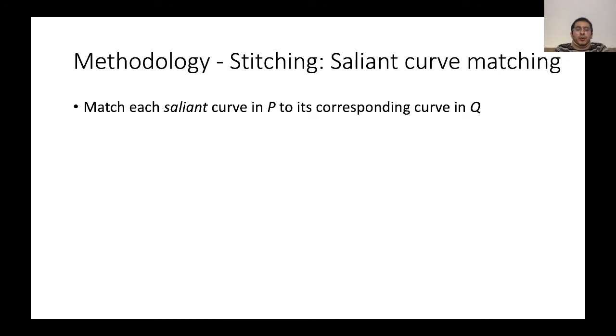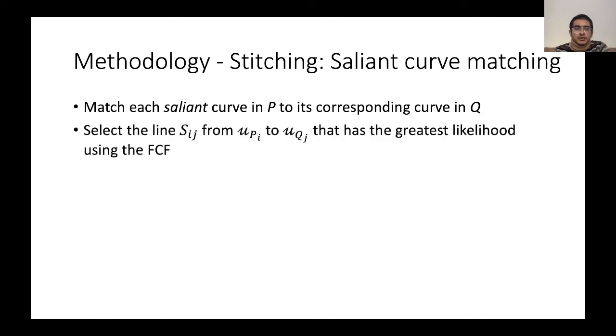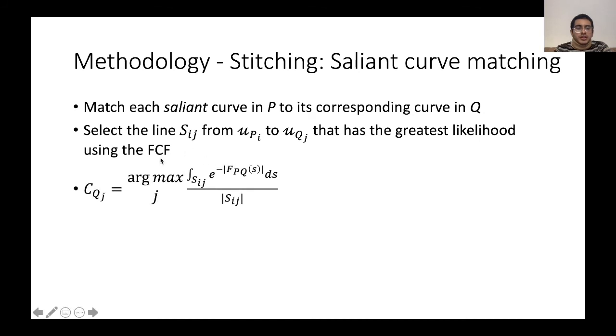And once you have both of these curves, you would then create a corresponding match, for example, from part P to its corresponding match in part Q. This would result in a pair I of j, where I would be the salient curve in P and J would be the salient curve in Q. And then, as mentioned over here, you would use the FCF algorithm to find the greatest likelihood match between them, and you would solve for j in this equation over here.